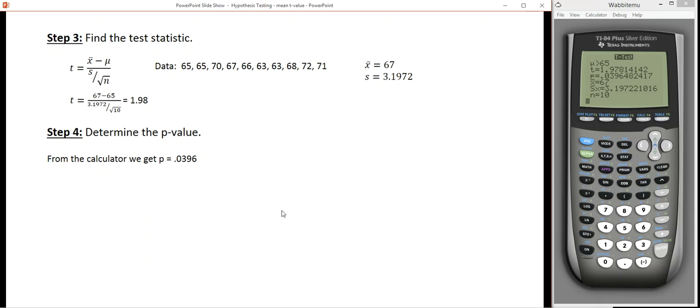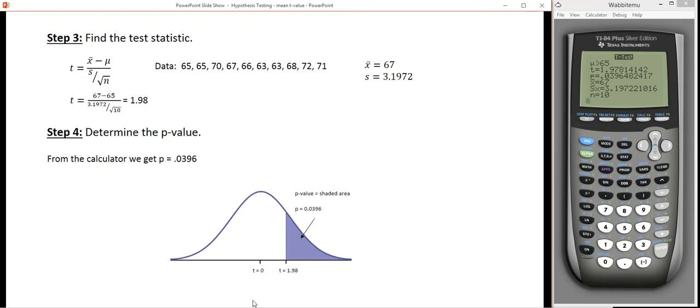Now the other piece of this is drawing that normal curve and shading with the area. So I've drawn it here. I've drawn the t equals 0 in the middle, just like z equals 0 in the middle. I've drawn my positive t value, so it's over to the right. I've shaded because it's greater than, and then I've just put my p-value there. Okay, so we've got our test statistic, we've got our p-value.